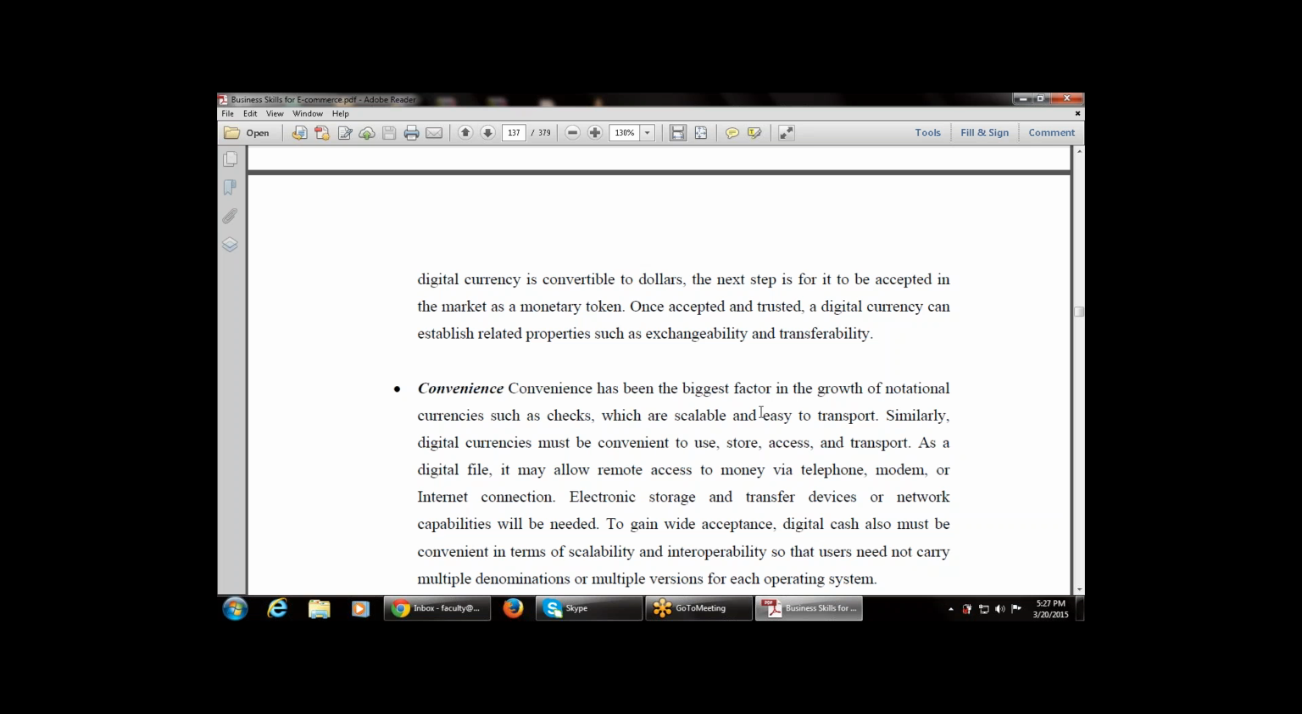To gain wide acceptance, digital cash must also be convenient in terms of scalability and interoperability. So that it can be widely accepted by users, it must be scalable, so that we can scale the value of monetary transactions, and interoperable, so it can operate in the easiest way, so that users need not carry multiple denominations or multiple versions for each operating system. One operating system may contain multiple versions and methods for digital signatures.